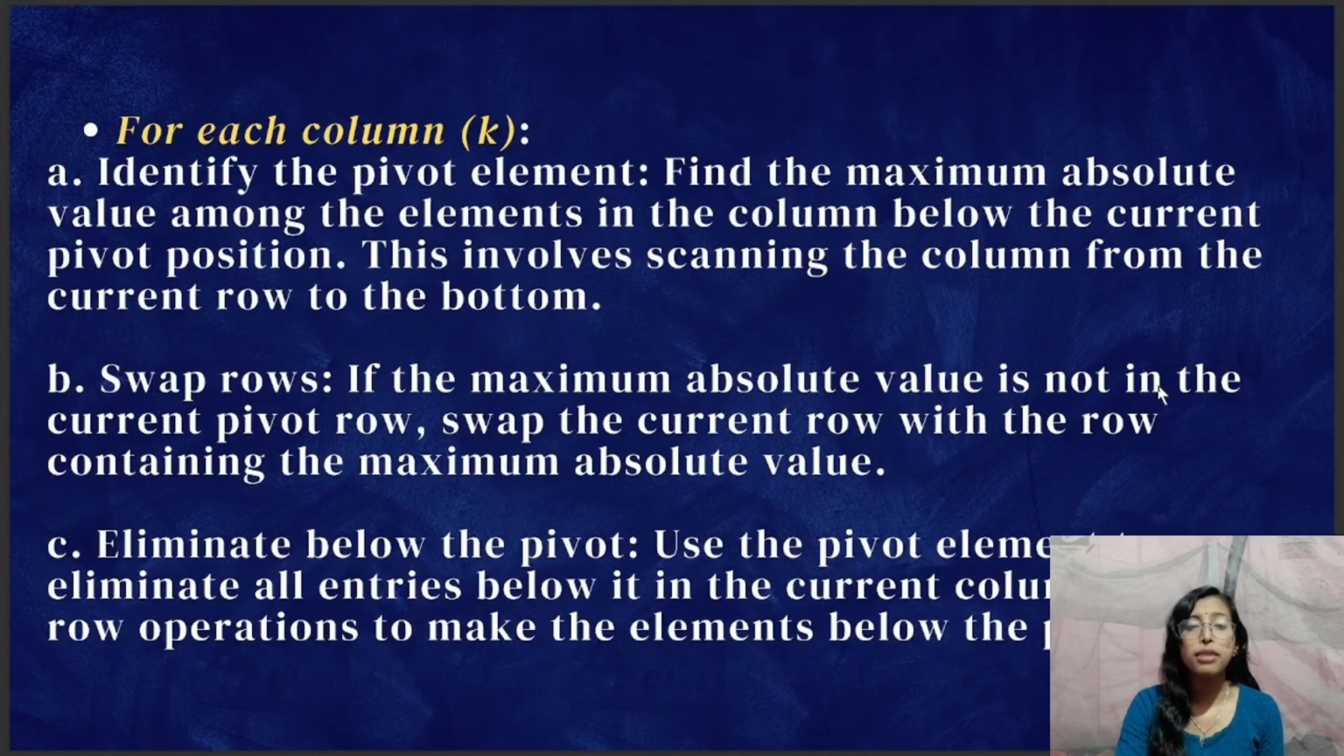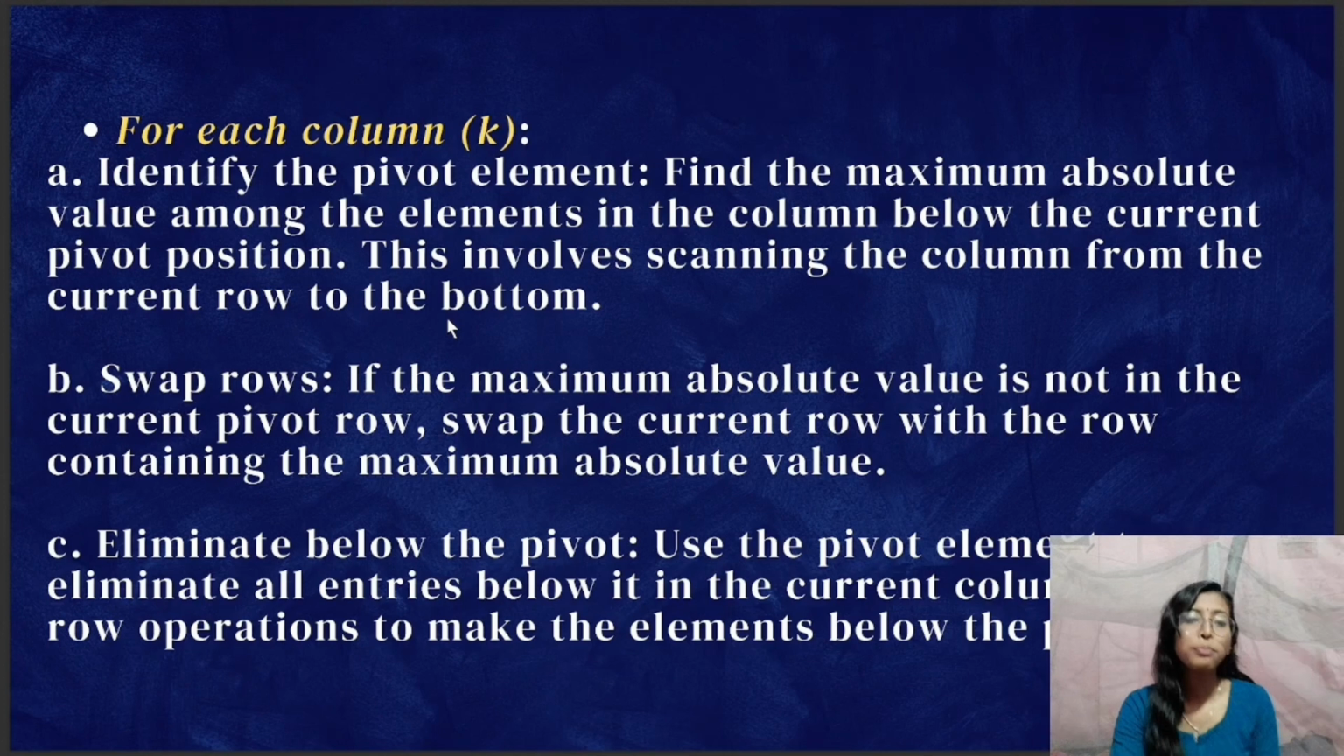Now the next step, that is the second step, is for each column, that is K. The first point is to identify the pivot element. Find the maximum absolute value among the elements in the column below the current pivot position. This involves scanning the column from the current row to the bottom row. Whichever row we are selecting, we have to scan from that row to the bottom row, which will be the last row.